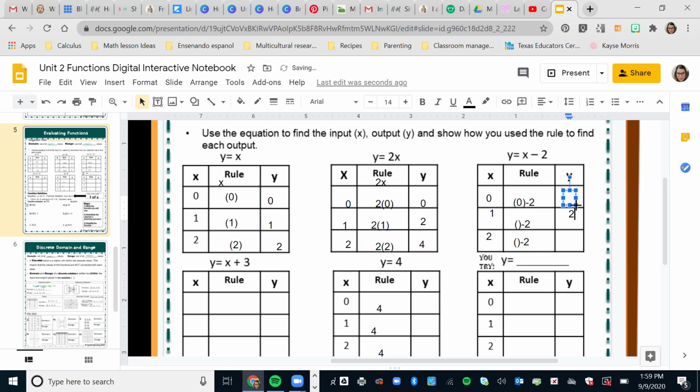Negative 2. I'm going to make that bigger so it fits in there. All right. Same thing with 1. 1 is my input in this section of the table. So that means wherever I see x, I'm going to put a 1 as my input. So right there, 1 minus 2 is negative 1. So I'm going to write it here. That is my output. So whenever I input a 1 into this row or this equation, my output's going to be negative 1. So last one.